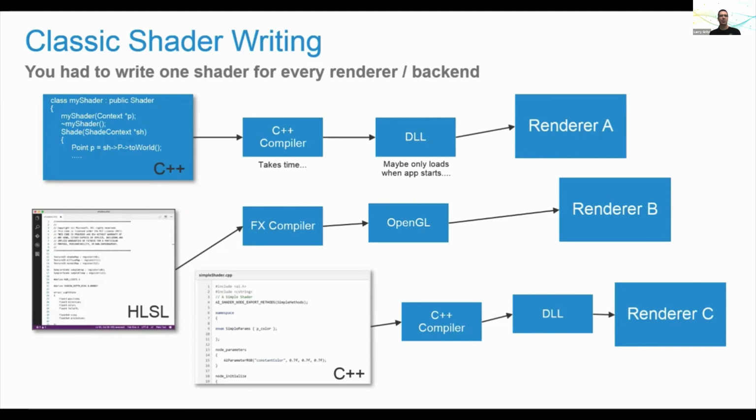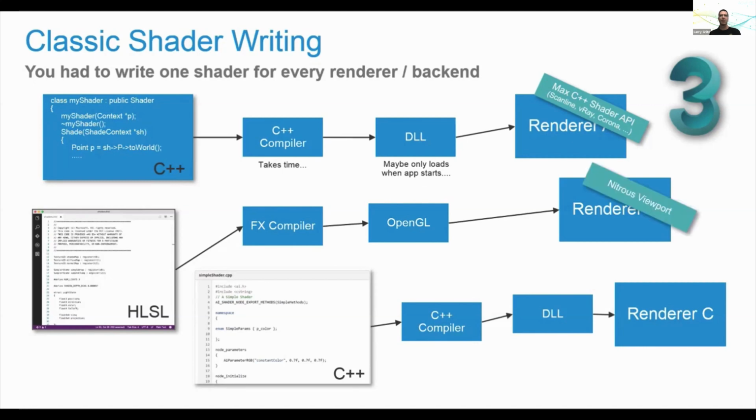And how this applies to Max is that you see on the top line, that's what you do for the shaders for the Max C++ API, and the renderers such as the built-in scanline or other renderers built on that API like V-Ray or Corona will be served by that approach. The middle line is what you would need to do for the Nitrous viewport, which runs HLSL, and the bottom line is what you would have to do for renderers that were external to Max, like Arnold or Mental Ray or whatever. So basically you have to write everything 4 or 5 times.